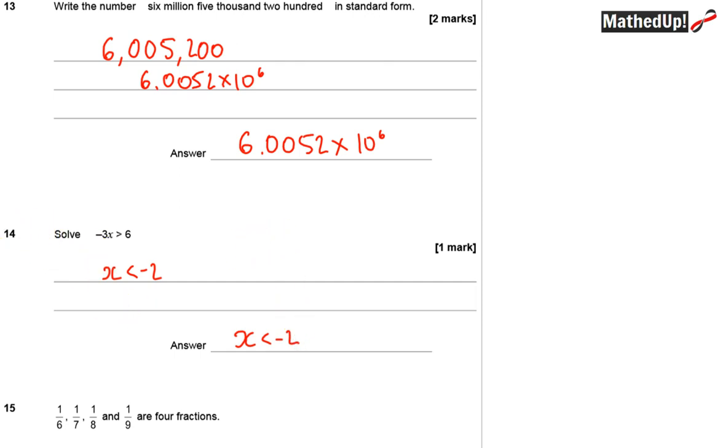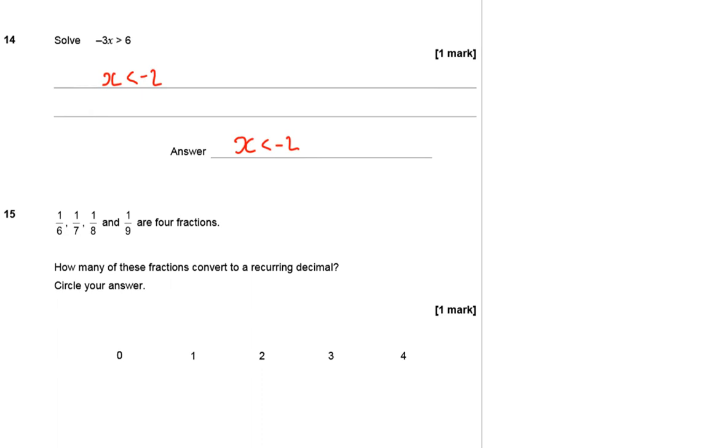Question 15. 1/6, 1/7, 1/8 and 1/9 are 4 fractions. How many of these fractions convert to a recurring decimal? Well, 1/6 is half of a third, and we know a third converts to a recurring decimal, so 1/6 does convert to a recurring decimal. 1/7 we should know converts to a recurring decimal.